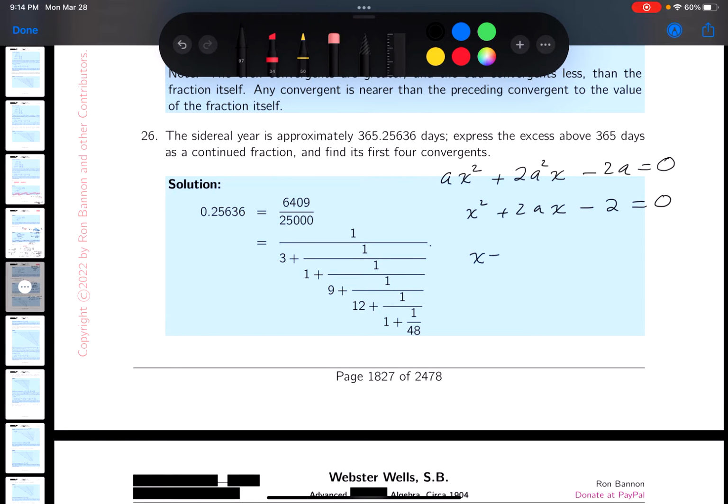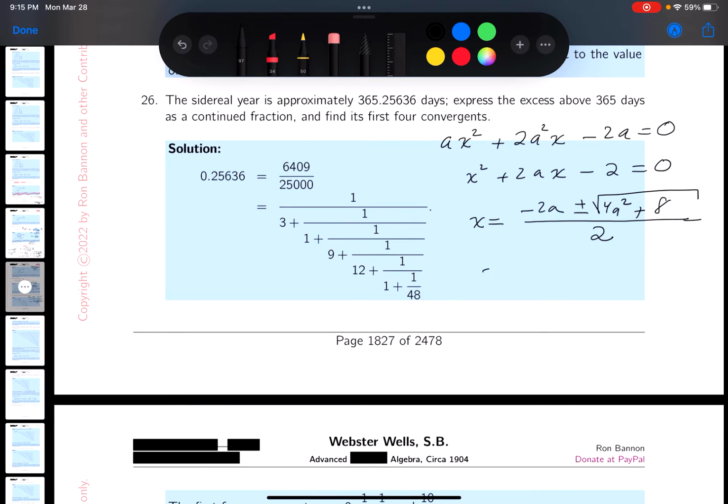X equals twice the a, which is 2. When I say the a, the coefficient on the square term, not the lowercase a. And then minus 2a, plus or minus, kind of nasty, right? 4a squared, minus 4 times 1 times minus 2, so minus 8. Plus 8, I mean. Yeah, that's all right. Let's keep going.